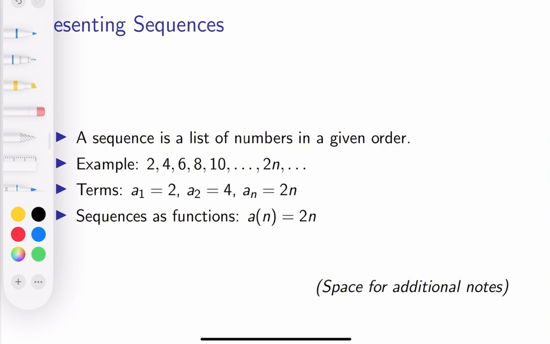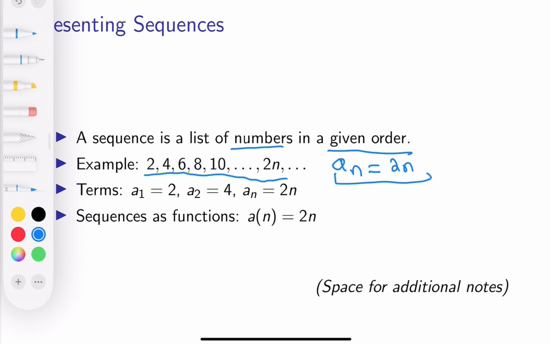Let me just restate that. A sequence is a list of numbers. In fact, it can be a list of anything, but we're interested in lists of numbers. So it's a list of numbers in a given order. The order matters. For example, you can take the list of even numbers, like 2, 4, 6, 8, and so on. This sequence is a_n equals 2n. So there are two ways of writing sequences. You can write it in a compact form as such, or you can list the elements of it as we did here.